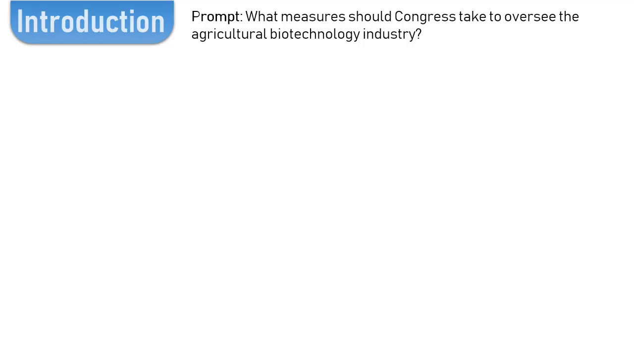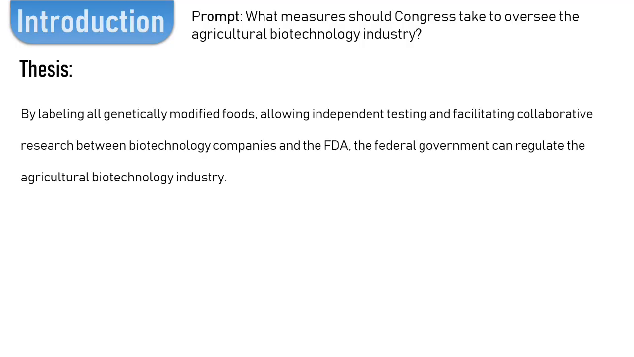So for my thesis, I wrote the following. By labeling all genetically modified foods, allowing independent testing and facilitating collaborative research between biotechnology companies and the FDA, the federal government can regulate the agricultural biotechnology industry. So the thesis should be the very last sentence of your introductory paragraph, but notice how I structured it.